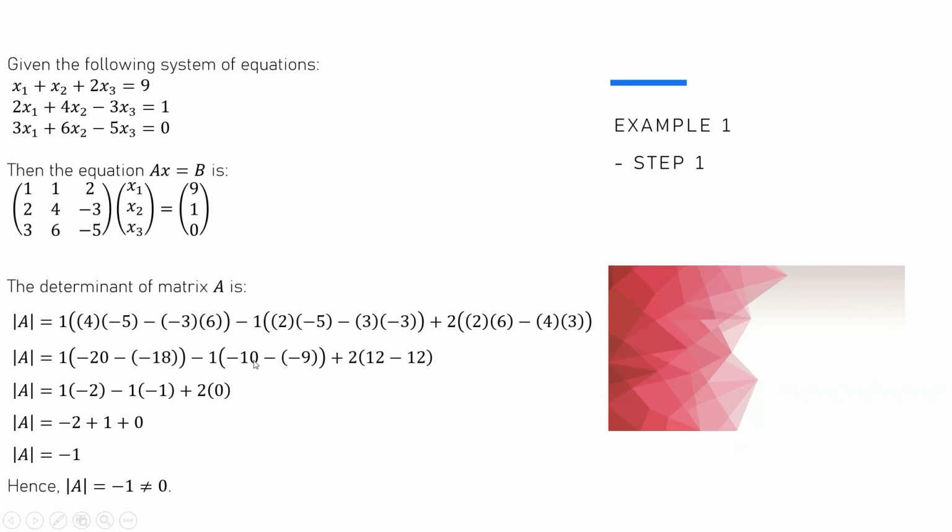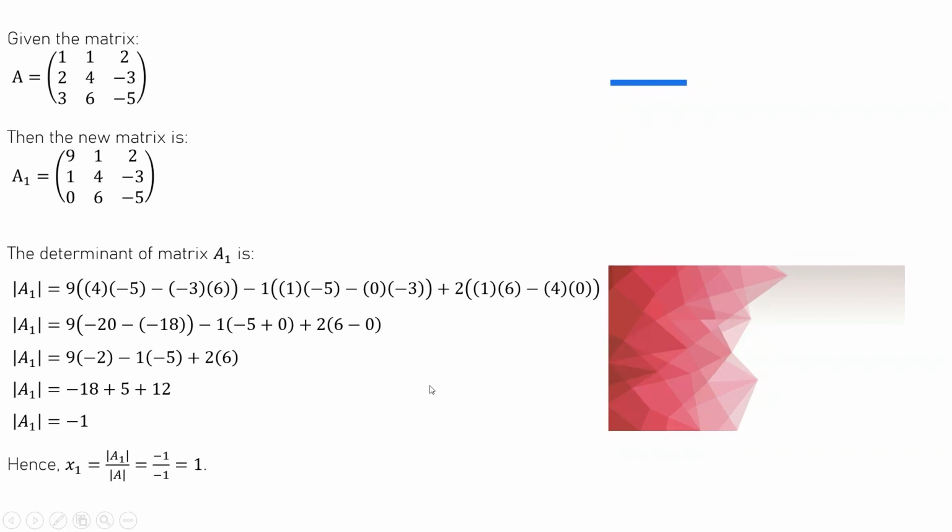Negative 1 times negative 10 minus negative 9, which we will get 1. And then 2 times 12 minus 12, we will get 0. So the determinant of matrix A is negative 1, and negative 1 is not equal to 0. So this concludes step 1 of the Cramer's rule method.